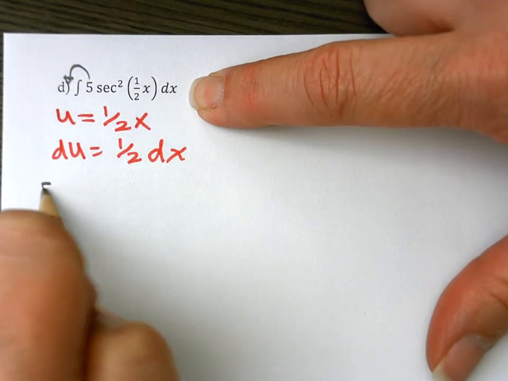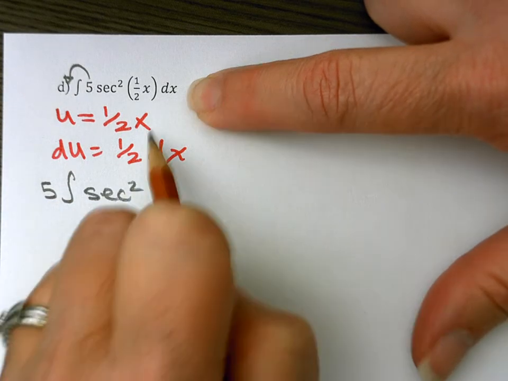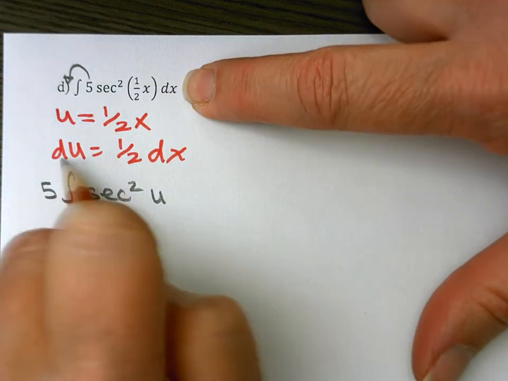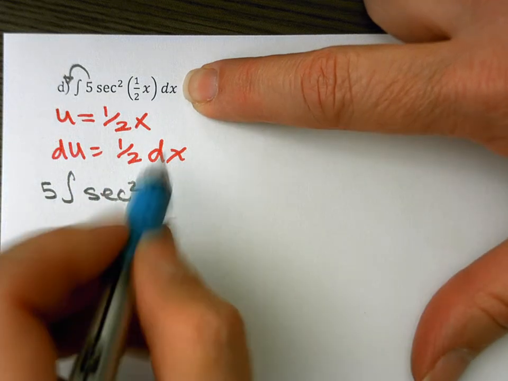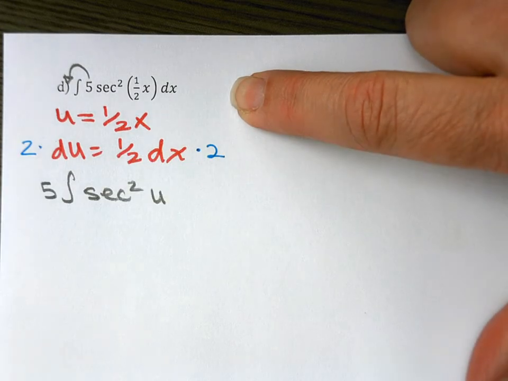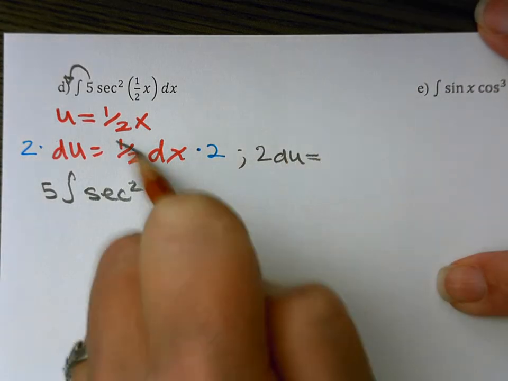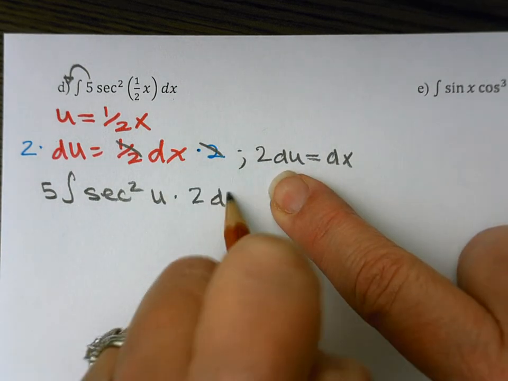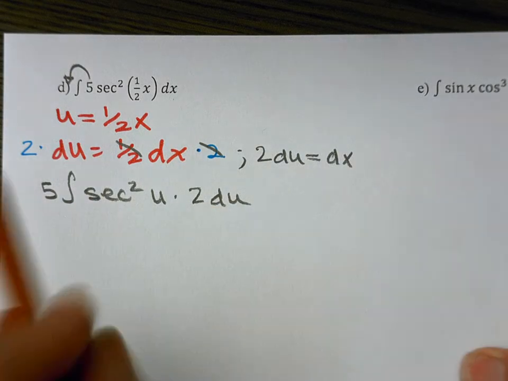And the 5 right here can just run to the front because it's just a scalar. So I have 5, and then I have secant squared. Replace the 1/2 x. If I look down here, 1/2 x can be replaced with u. And then dx, I don't have a replacement yet, so that dx I need to fix. So in order for me to have a substitution, I'm going to multiply both sides by 2. So when I do that, I will have 2 du is equal to dx. So the dx will have a substitution of 2 du. And then I'm going to pull that 5 and 2 together, so pull that 2 out, and that will give me a 10.